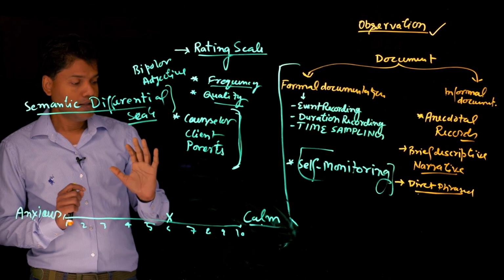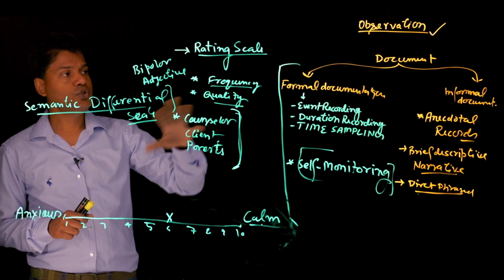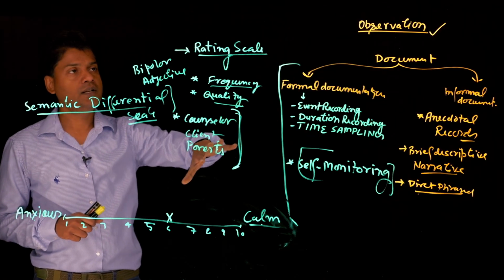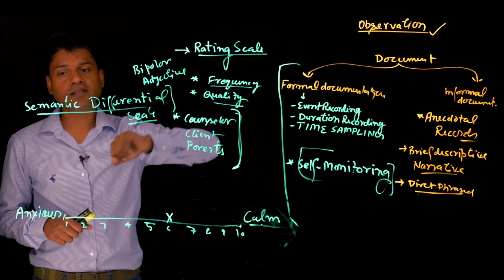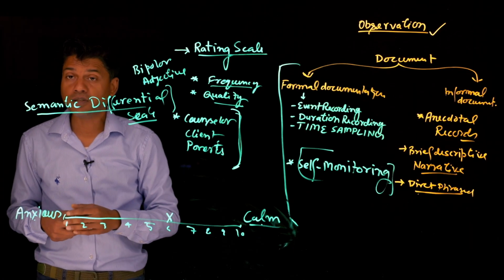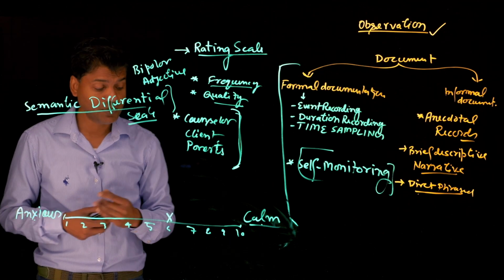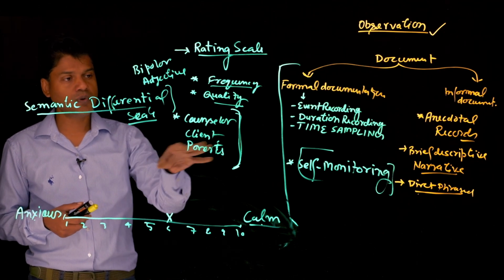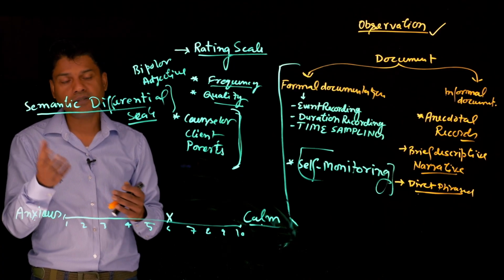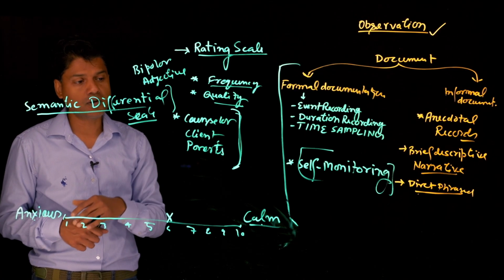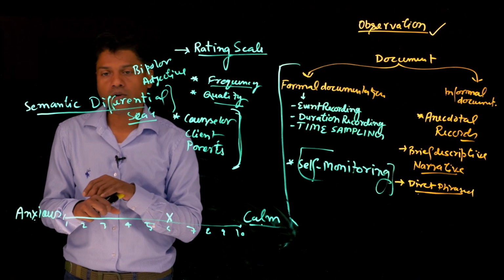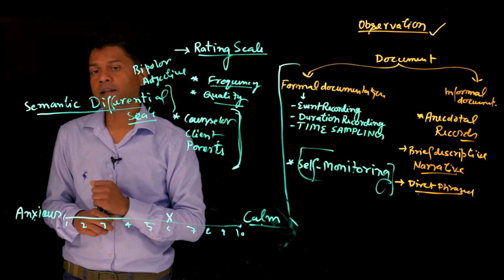So let's summarize it now. Along with using these formal documentation methods, there are other methods and tools that we use. We call them rating scales. So rating scales are also a common method of documenting observation. And as you saw, there are different variations of rating scales: Likert scale, semantic differential scale, and graphical scale, which are commonly used in recording and documenting an observation.